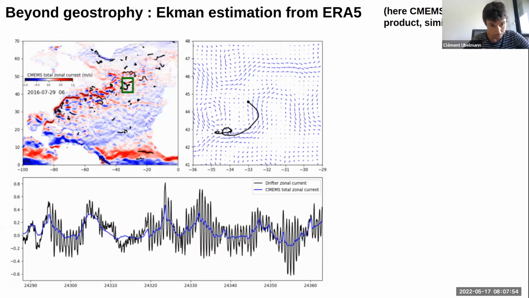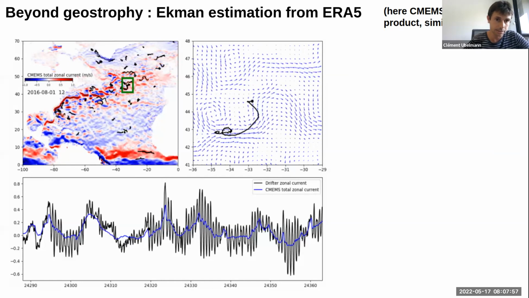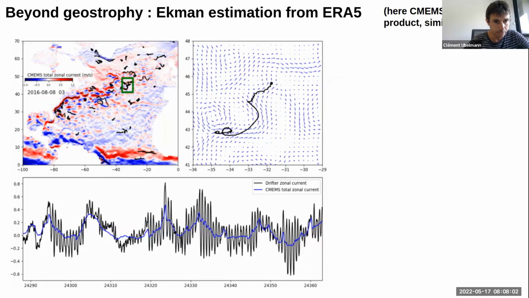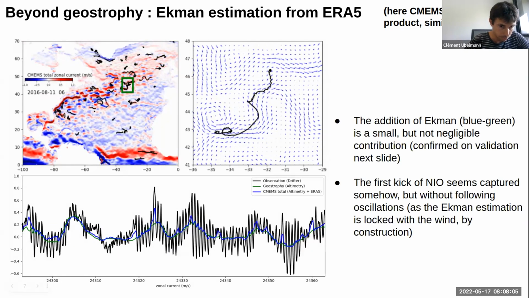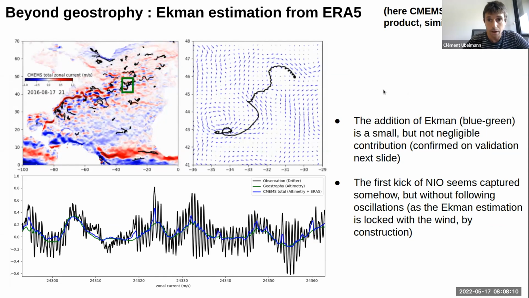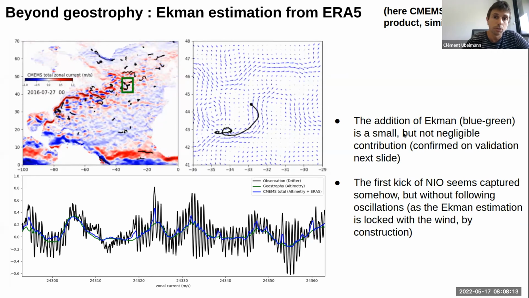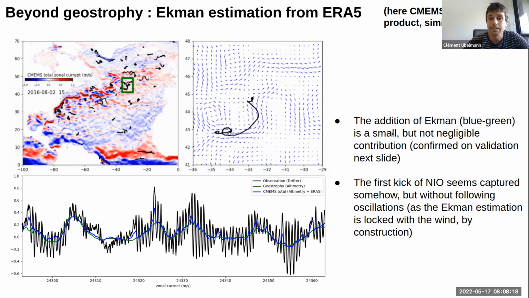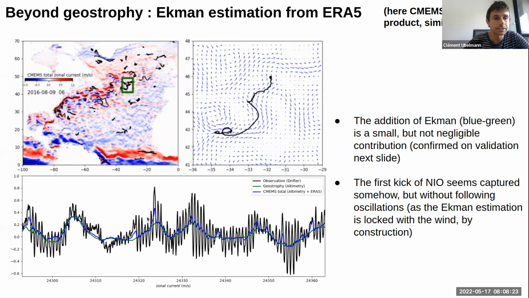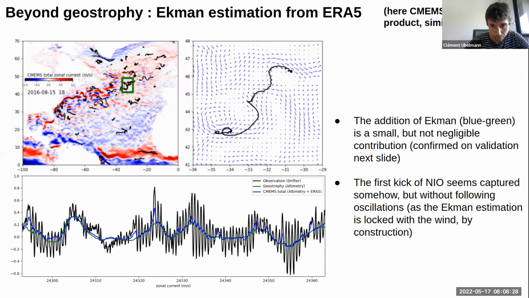Here is what we have when we again collocate that on this same drifter. That adds a little bit of signal compared with the green curve that I showed just earlier, the geostrophy only. It's a small contribution, but not negligible. That's going to be confirmed in the next slide in the quantitative validation. It's also interesting to see that the first kick of some NIOs events seems to be well resolved. There are some good reasons for that, and we'll see that in the last part.